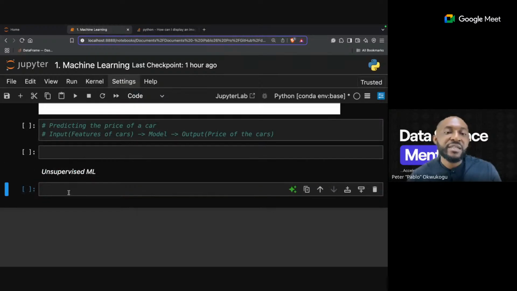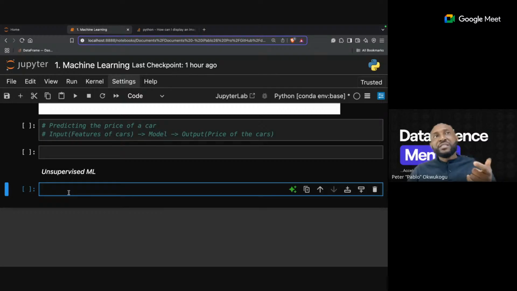Now, something is really interesting with supervised machine learning. We're trying to build a model that will predict labels for new data. Well, unsupervised machine learning involves models that describe data without referring to their labels. So here, we want to describe data without reference to labels.